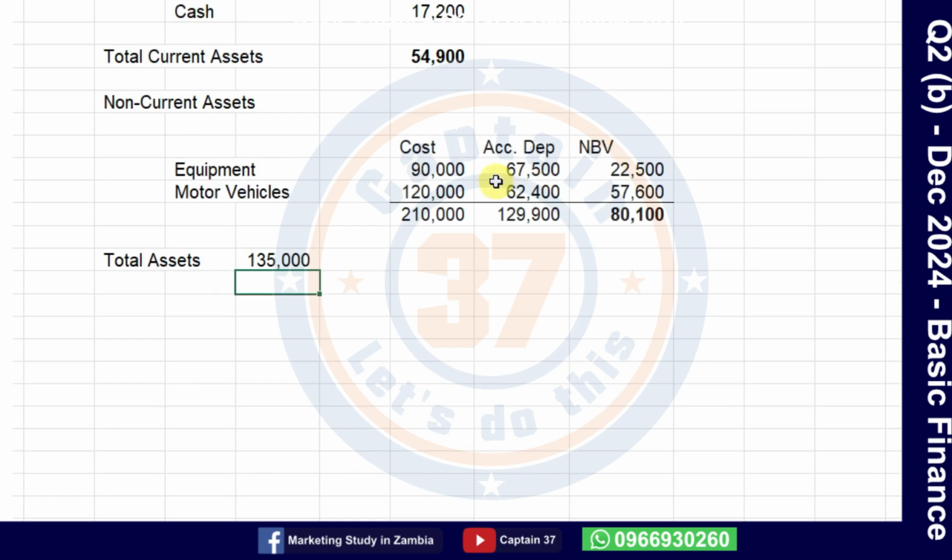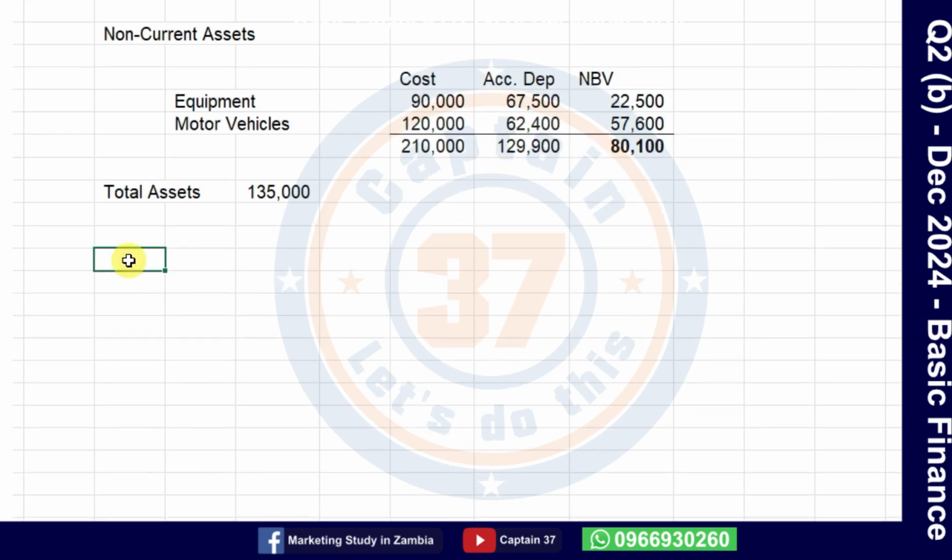Let's move on to liabilities. Just like assets, liabilities are also categorized as non-current and current. So let's first list our non-current liabilities. Our non-current liabilities include the 10% loan that we got, and the value is 20,000 kwacha. This is the only non-current liability.